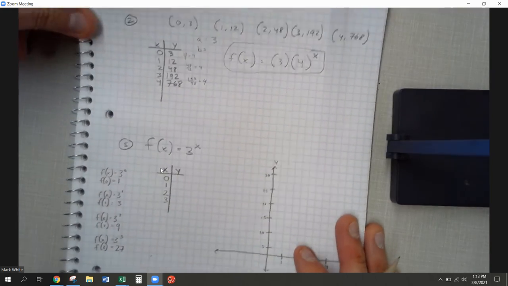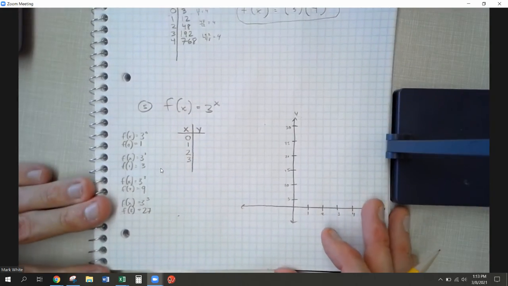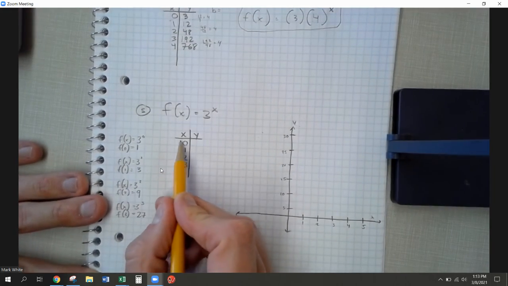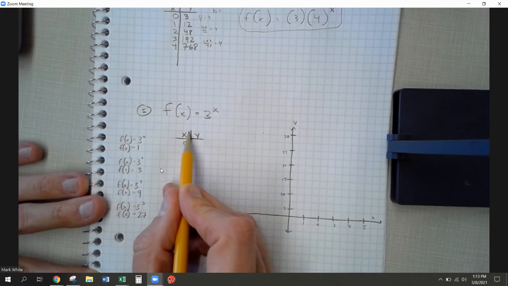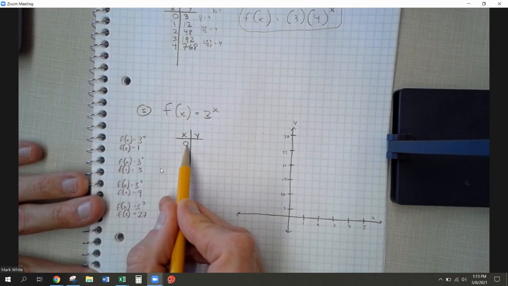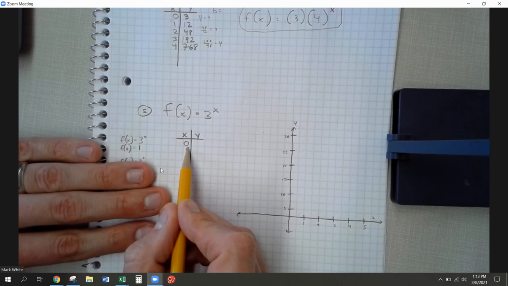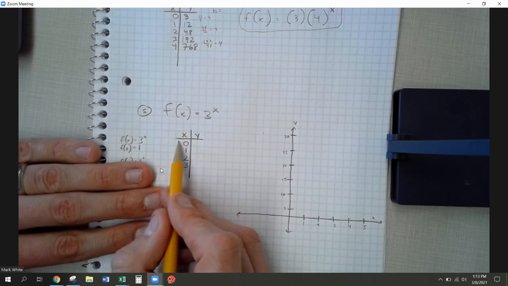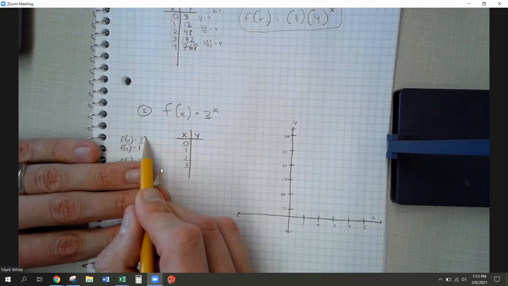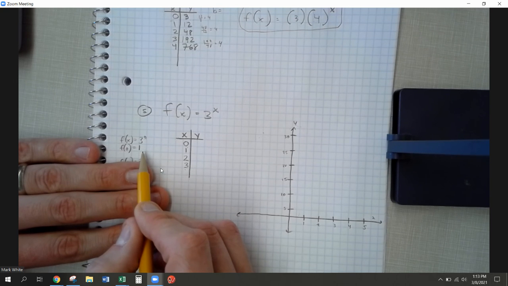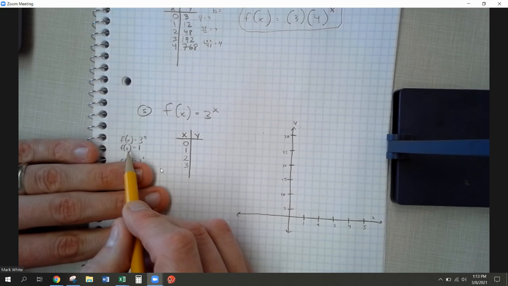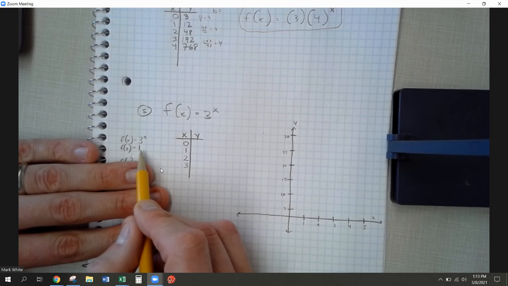Okay, number 5 here. We're graphing, so set up your table, your x and y table. Set your x values with easy numbers you can work with. So I pick 0, 1, 2, and 3. And for every x value, plug that into the exponent and simplify. So when x is 0, y is 1. Anything to the power of 0 is equal to 1.